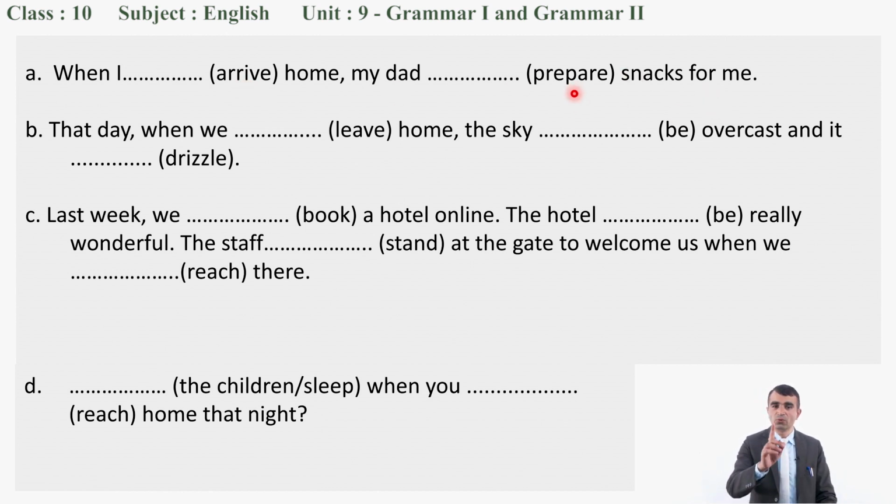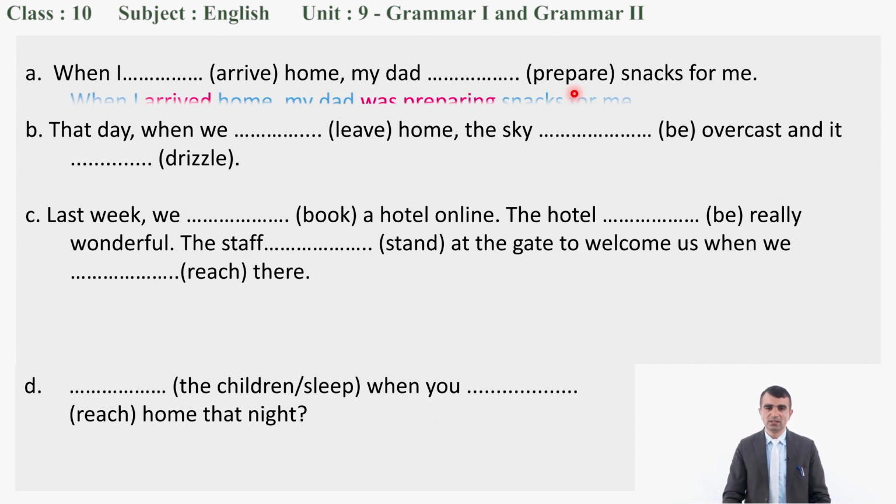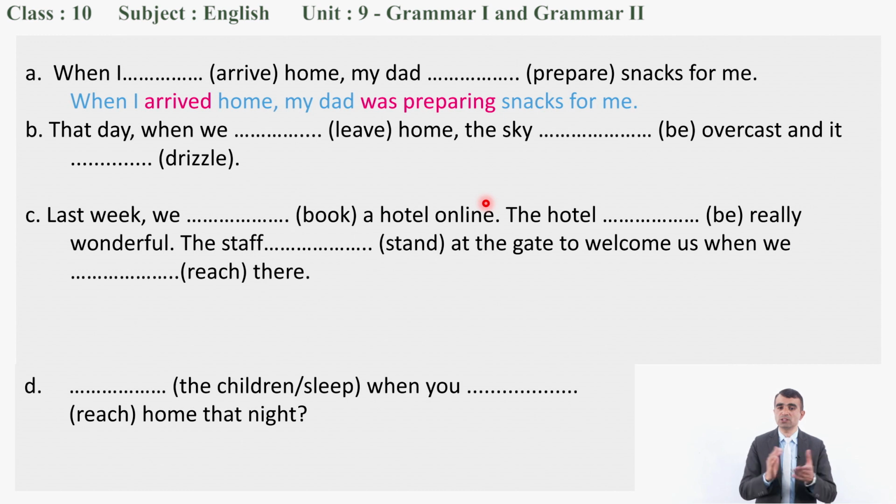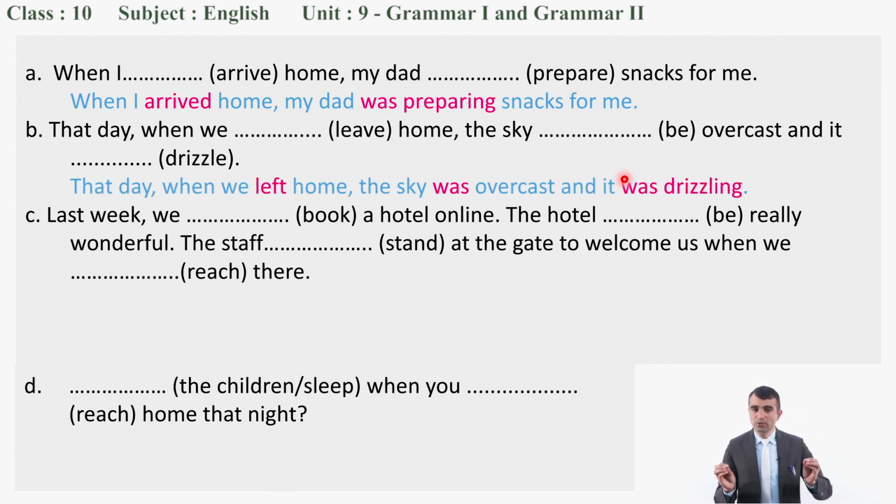So now how do we write? When I arrived home, my dad was preparing. Very good. When I arrived home, my dad was preparing snacks for me. Good. B, that day when we leave home. Event or circumstance? Event. So what do we write? Left home. Good. The sky, what is it? B is given. Was. Okay, we can write that day when we left home, the sky was overcast and it was drizzling.